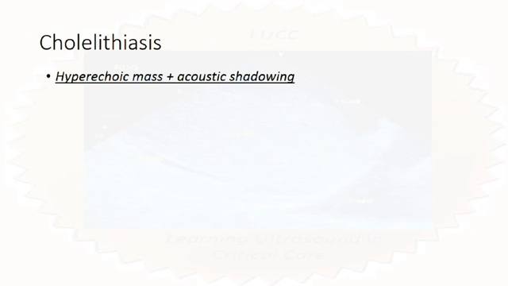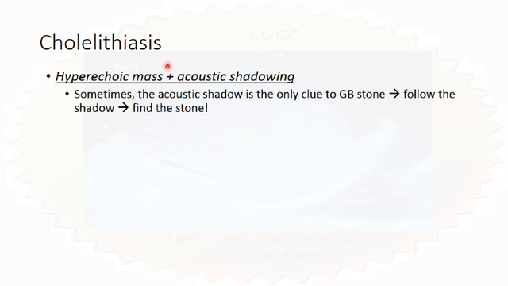So firstly, let's go to gallbladder stones or cholelithiasis. Gallbladder stones are diagnosed by a hyperechoic structure within the gallbladder cavity which produces a shadow of calcium. Sometimes you'll find that the stone is not seen but the shadow is seen. The shadow is the clue to the gallbladder stone, and if you follow the shadow you'll find the stone.